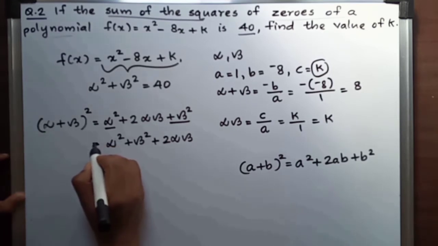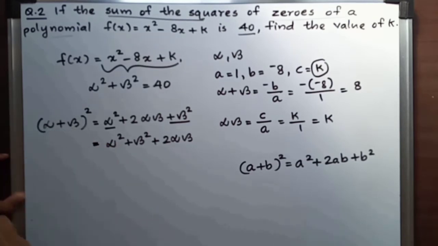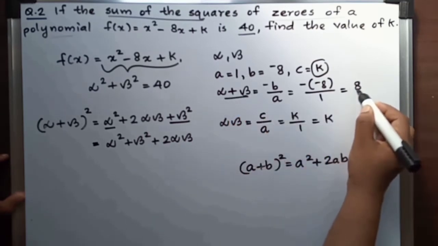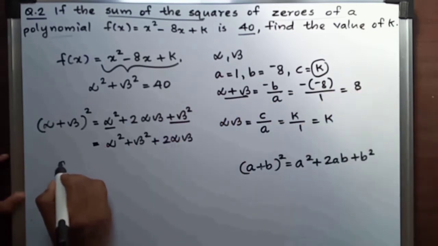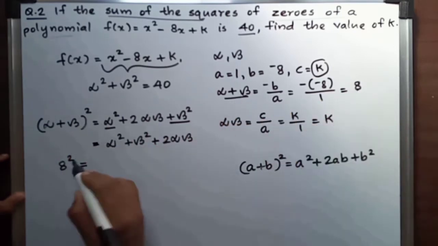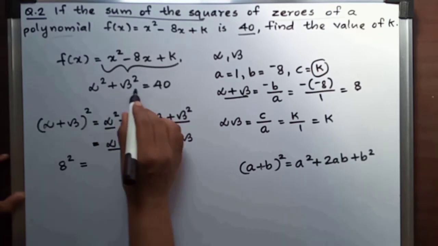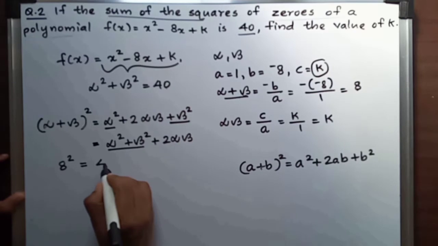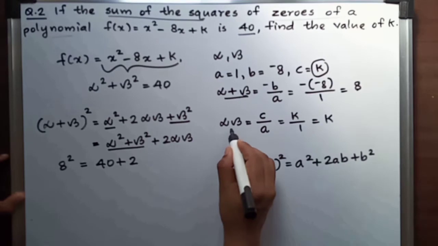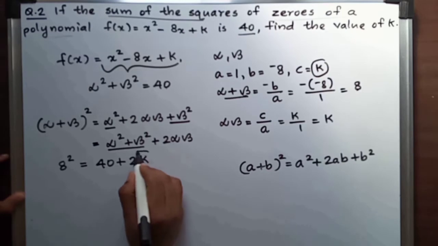Now what is alpha plus beta? See here, to the left of this equal to symbol there is alpha plus beta the whole square, and alpha plus beta is 8. So I am taking that value here. So 8 square. Alpha plus beta the whole square means 8 square. Now alpha square plus beta square, what is that? See here it is given as 40 plus 2 alpha beta. 2 alpha beta is k. Now we have to find the value of k.